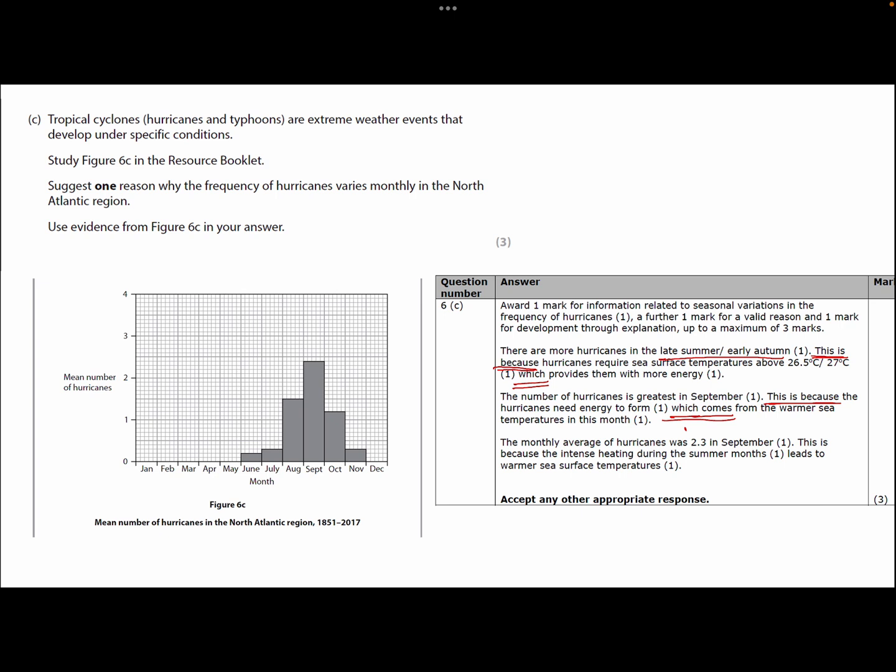And I'm just going to read this one out. The number of hurricanes is greatest in September. Obviously, you can see that. But if I was you, I'd say how many. This is because, so this is your connective, hurricanes need energy to form, which comes from the warmer sea temperatures in this month. So again, 2 connectives, and you get your 3 marks if you explain that.